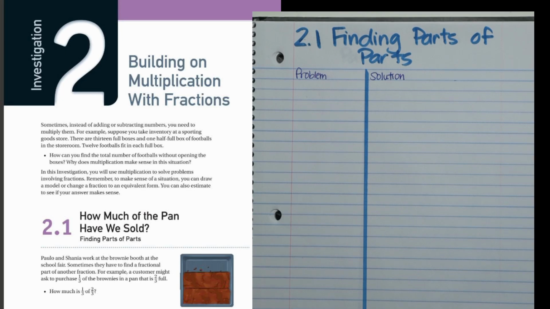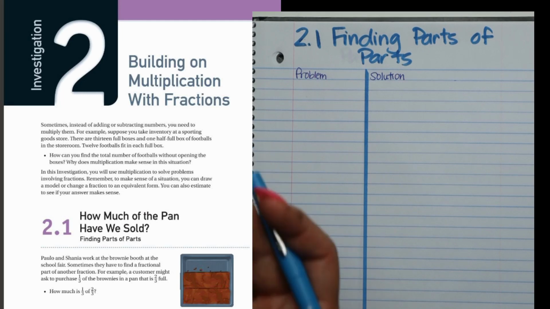And that's what we're going to do with multiplying fractions. Why do we multiply fractions? So this is titled 2.1, How Much of a Pan Have We Sold? Finding Parts of Parts. Paulo and Shania work at the brownie booth at the school fair. Sometimes they have to find a fractional part of another fraction. For example, a customer might ask to purchase 1/3 of the brownies in a pan that's 2/3 full. So how much is 1/3 of 2/3? So that's an example of a real world situation multiplying 2 fractions.